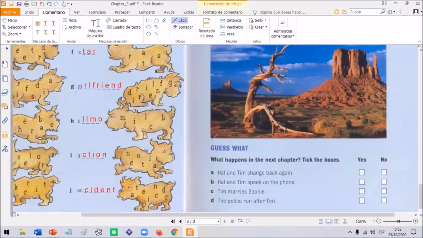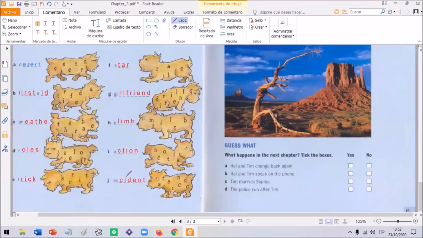Finally, the last part is about guessing, okay? Recuerden que esta última parte es para tratar de adivinar qué sucede a continuación. What happens in the next chapter? Hal and Tim change back again, yes or no? Hal and Tim speak on the phone, yes or no? Tim marries Sophie, yes or no? The police run after Tim, yes? Or no. No lo vamos a corregir, cada uno habrá puesto algo diferente. La idea es que ahora, leyendo el próximo capítulo, se enteren si habían adivinado o no.